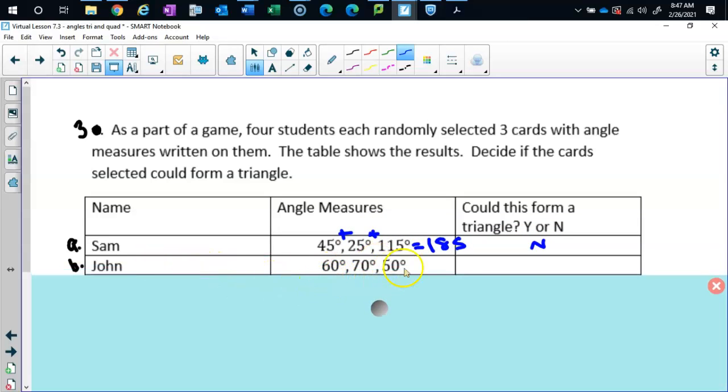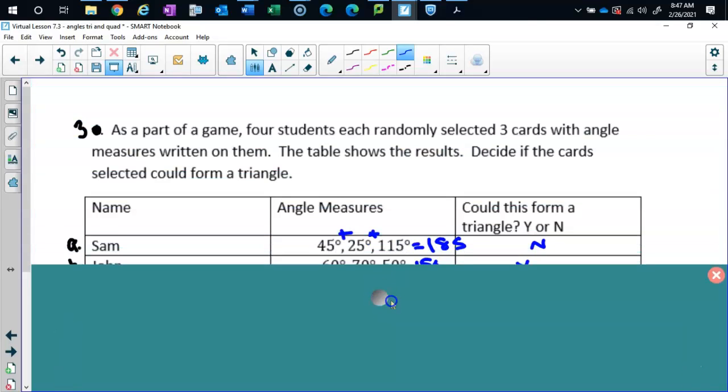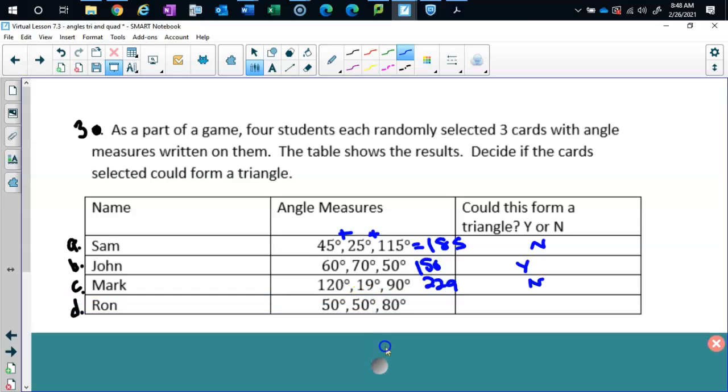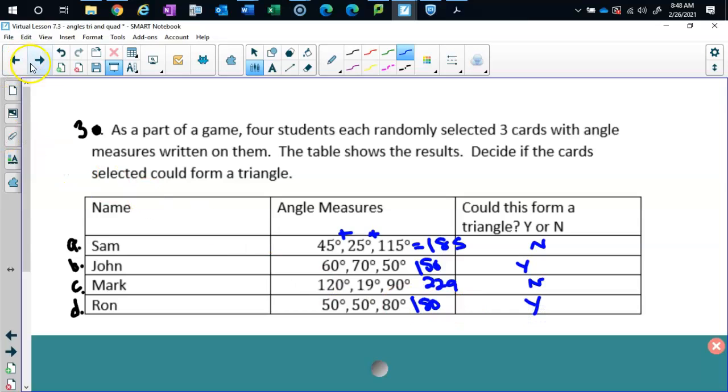John, can his form a triangle? Go. Well, if you add 60, 70, and 50, you get 180. So is that a triangle? Yes. Mark, can he form a triangle? Go. Well, if Mark adds his together, he gets 229. That is not a triangle. Letter D, Ron, can he form a triangle? Go. Well, when he adds his up, he gets 180. And yes, that is a triangle.